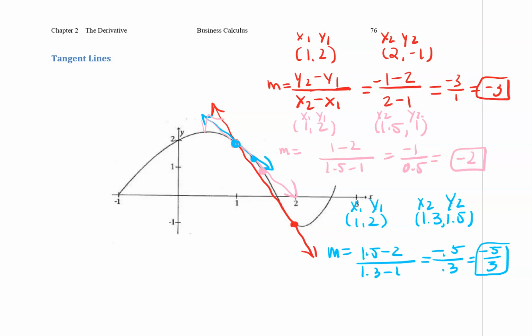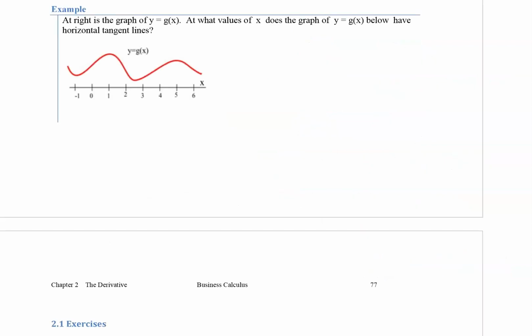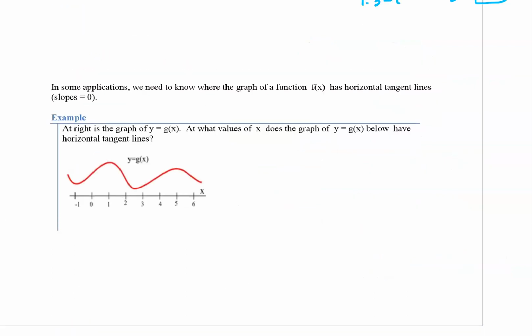And we can note too that in some applications, and I made this note here for your notes, we're going to do this a little bit more in a little bit, in some applications we need to know where the graph of a function has horizontal tangent lines. So again, pulling up some algebra here, we may have to find where the slope is 0. And so we'll have to find those horizontal tangent lines.